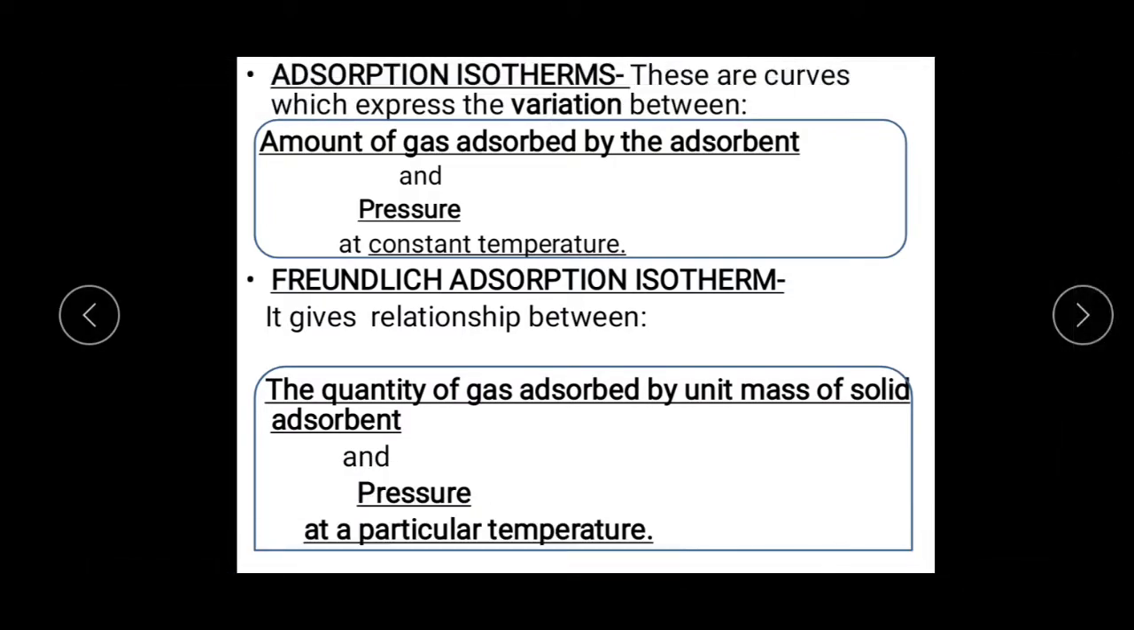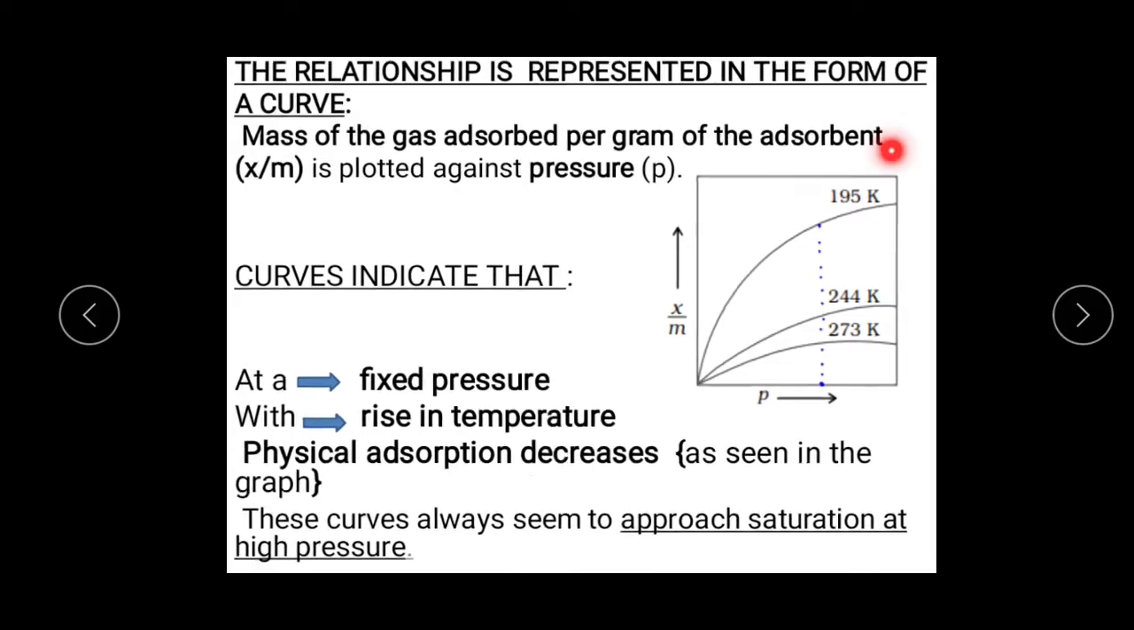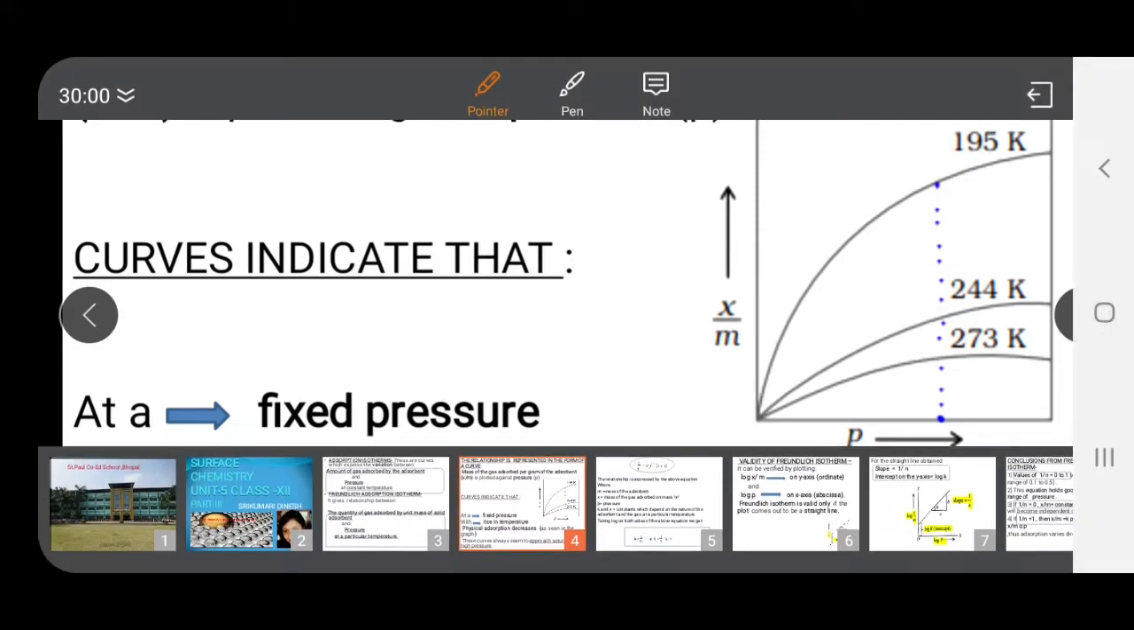Now this isotherm gives the relationship between the quantity of gas adsorbed by unit mass of solid adsorbent and pressure at a particular temperature. The relationship is represented in the form of a curve. If we look at this curve, I keep pressure fixed. This is the line, so pressure is fixed at this value.